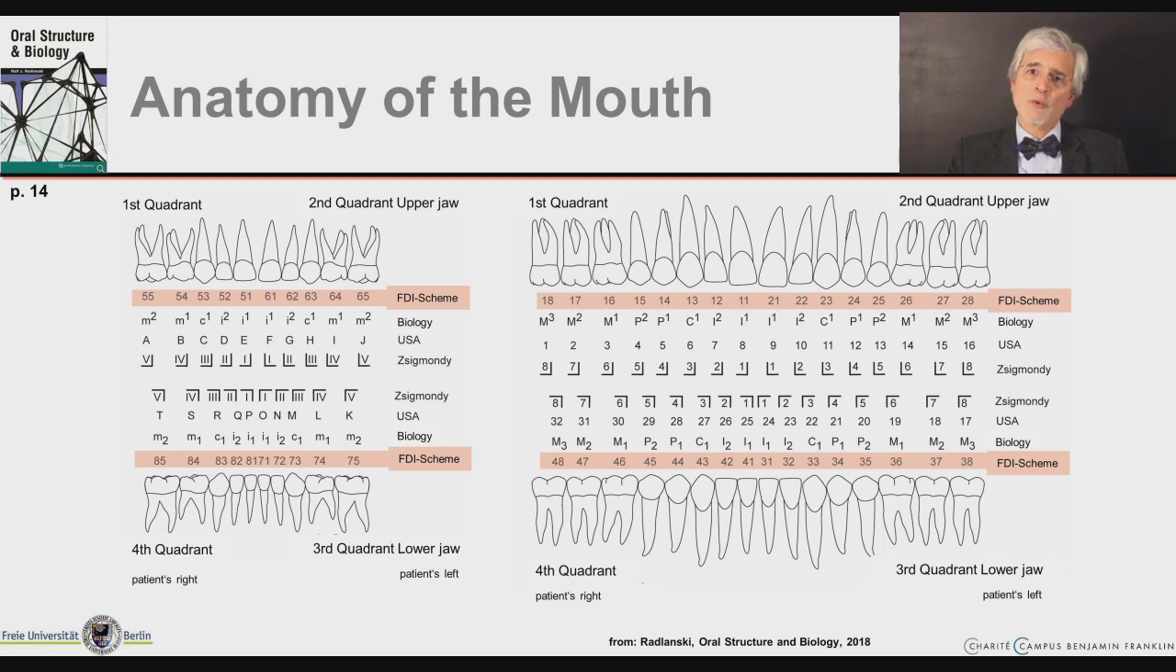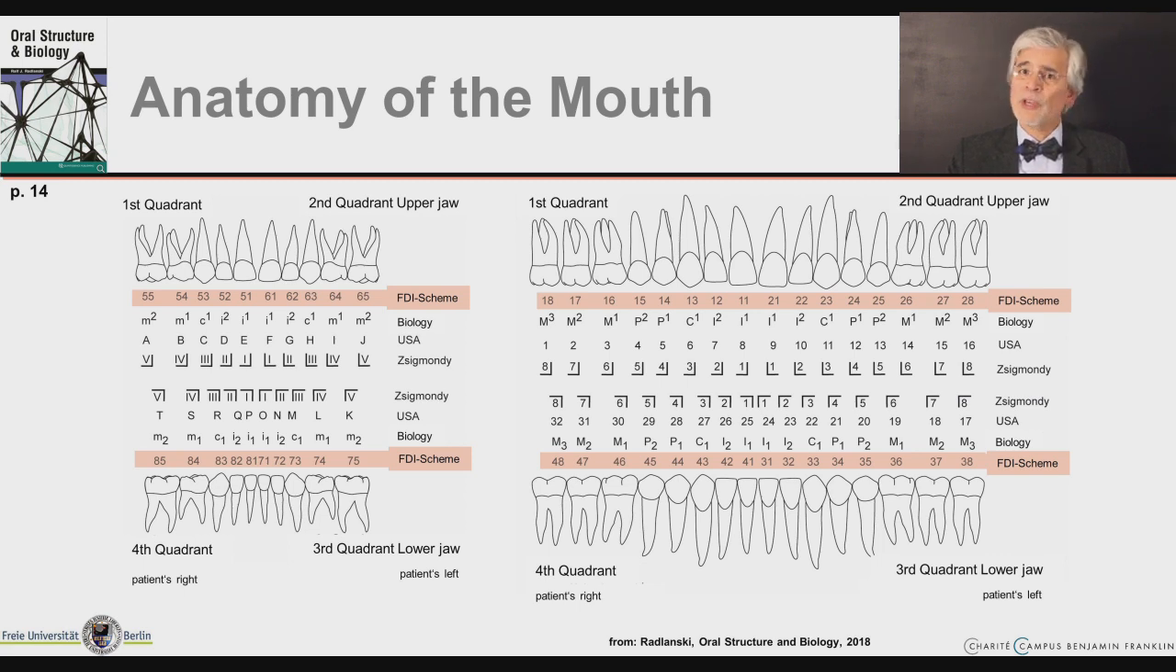So the wisdom tooth on the upper right has the number 1, and the upper right central incisor has the number 8. And so it goes on to the back left to the wisdom tooth on the upper left with the number 16, down to 17, which is the wisdom tooth on the lower left, and then along the lower dental arch over to the other side, where the wisdom tooth on the lower right has the number 32.